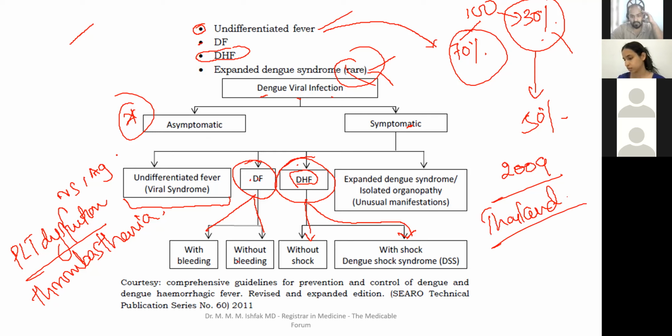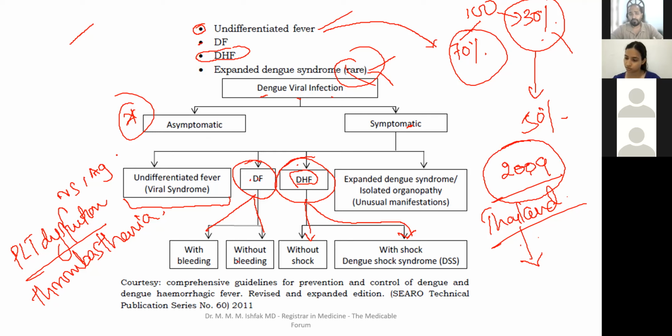Right? So this national guideline was developed solely based on the experience of the experts from Thailand. Right? So before 2009, the practice of treating dengue was completely different.